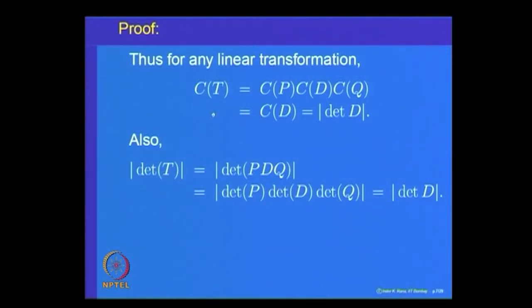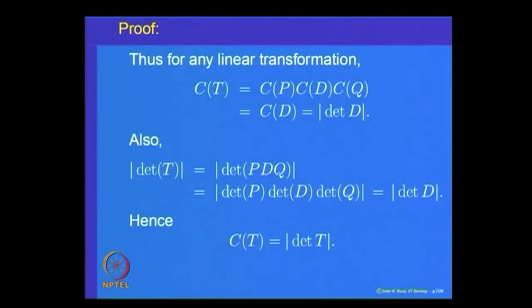So this should be: C of T is determinant of D, and determinant of D is equal to determinant of T. These two combined together give you C of T is equal to determinant of T. So that completes the proof of the fact for a linear transformation.